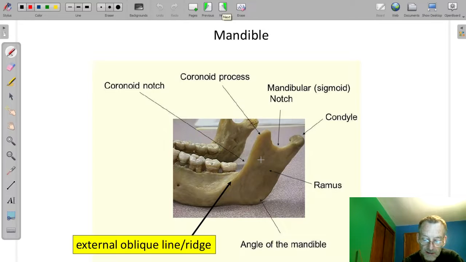And shown again, coronoid notch, coronoid process. And here's a much better view of the external oblique line or the external oblique ridge. So the coronoid notch is this edge, and then it just extends after a ways and goes into this external oblique line. It's oftentimes a landmark in a radiograph to get you oriented. You can pick out that feature.